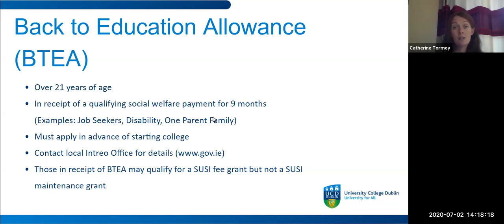So students who are in receipt of Back to Education payments can qualify for SUSI to cover their fees or their student contribution, but they won't get a maintenance grant. But in the majority of cases, students are financially better off claiming a Back to Education allowance in place of a SUSI maintenance grant. But this is not always the case. So do your own sums and make sure that you're claiming the one that is most beneficial to you.